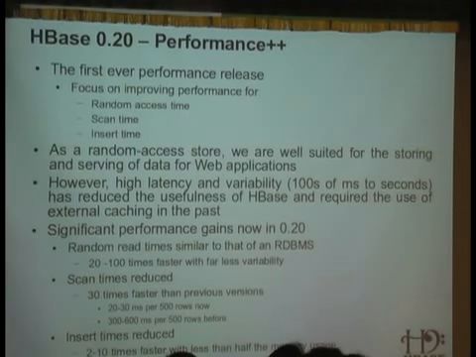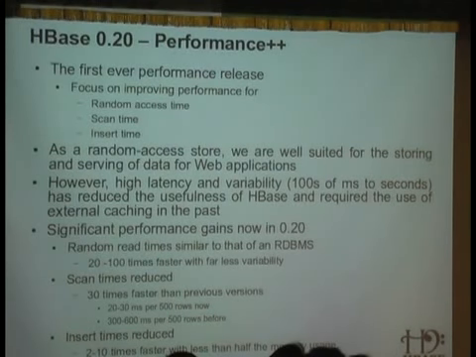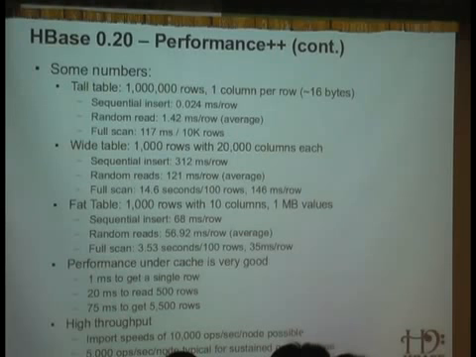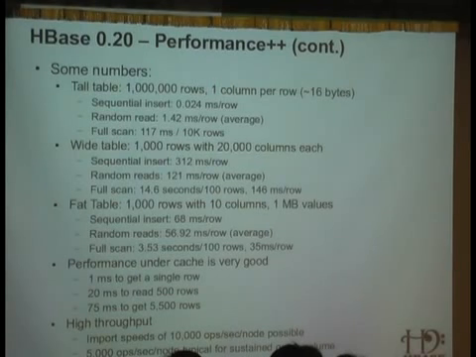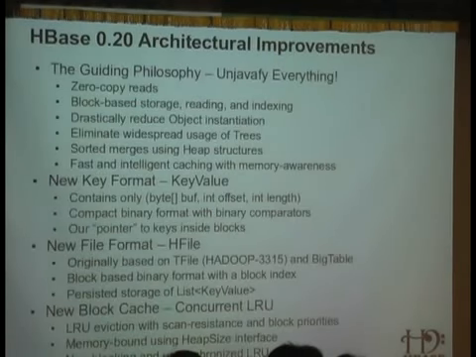And in general, we achieve probably an order of magnitude better performance for most operations: scans, inserts, updates, deletes, what have you. So some specific performance numbers. Like I said, this data is available on hbase.org. So what did we do for this release?